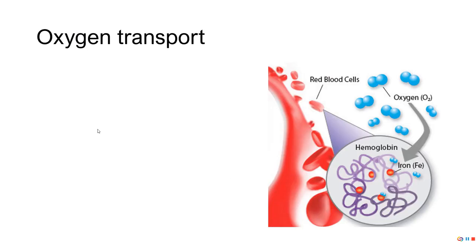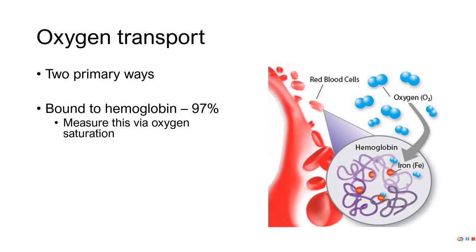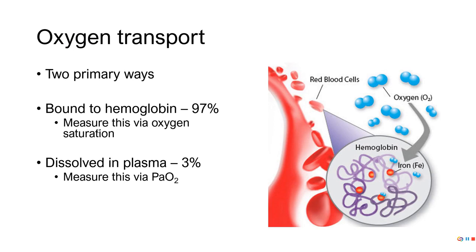Okay, next we have oxygen transport. There are two ways that oxygen is transported. We've got hemoglobin, which is where most of our oxygen is transported, about 97%. This is what we measure when we measure saturation. And then we've got oxygen dissolved in plasma. We measure this by taking the partial pressure of oxygen in the plasma. That's about 3% of the oxygen.